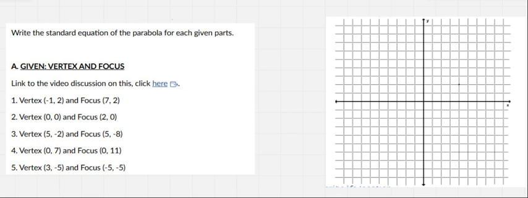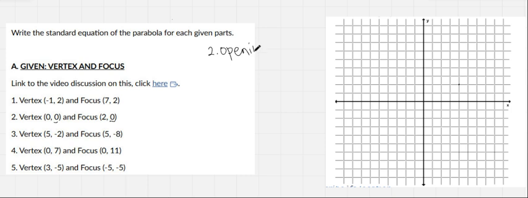So let's go over with number 2. Our vertex is at (0, 0) and focus is at (2, 0). So again, we've got a 0, which are the same on the y value, which means that our movement there from the vertex to the focus is going to be horizontal.